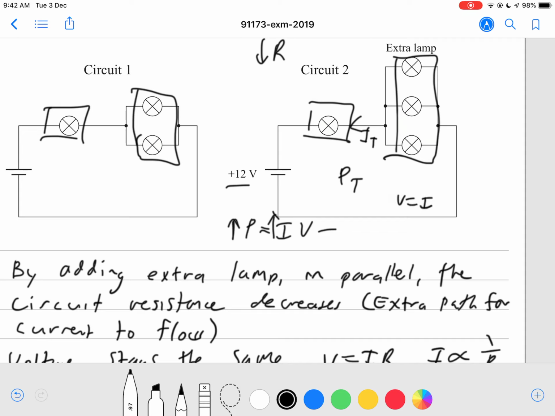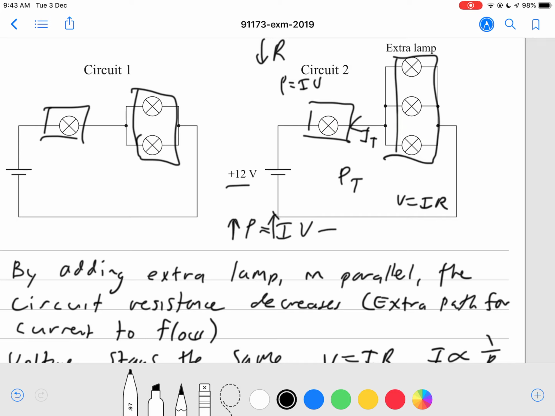So V equals IR. Current increases, resistance stays the same, so the voltage of this lamp will increase. And also we know P equals IV. So both voltage and current have increased in the circuit 2 series lamp. Hence the circuit 2 series lamp will be much brighter than the circuit 1 series lamp.